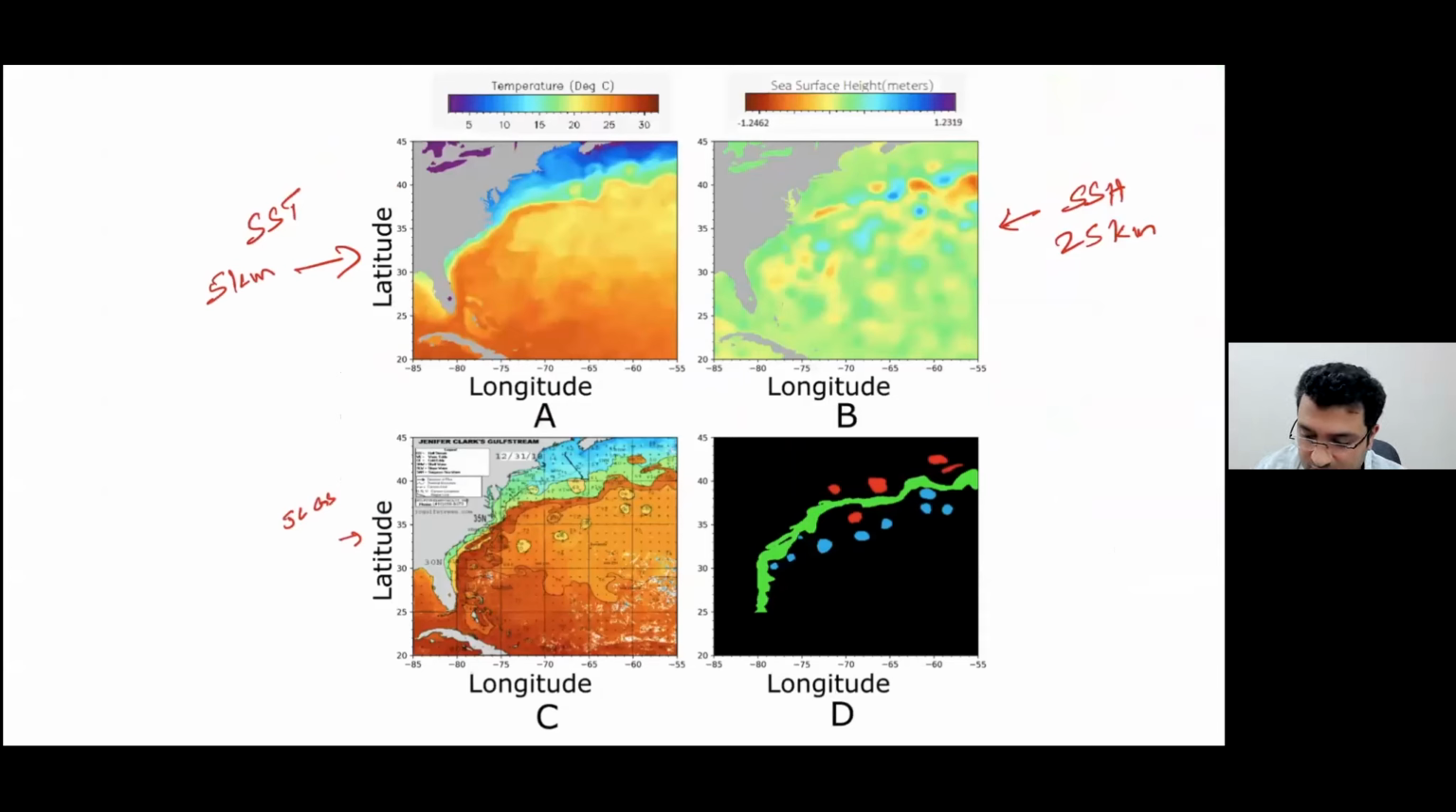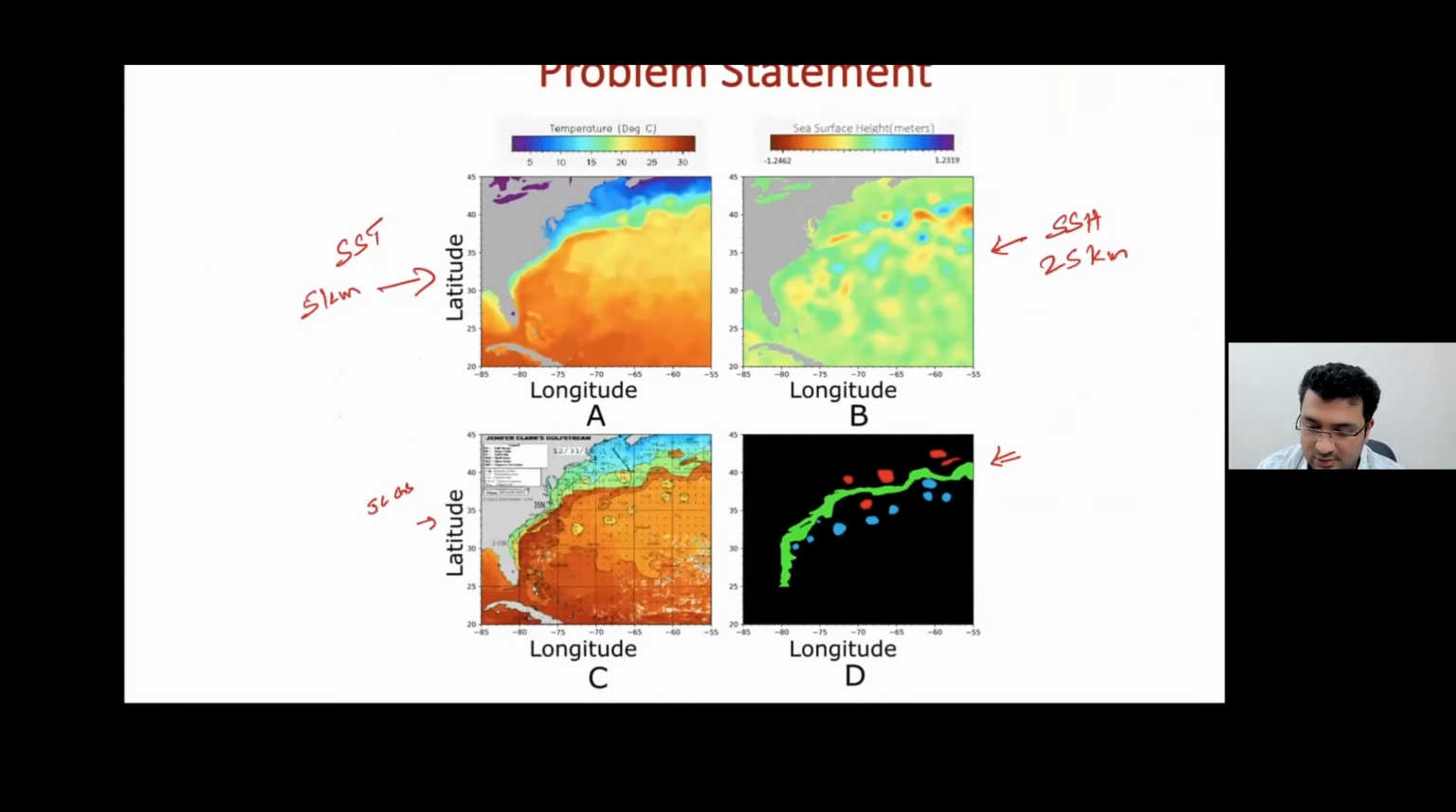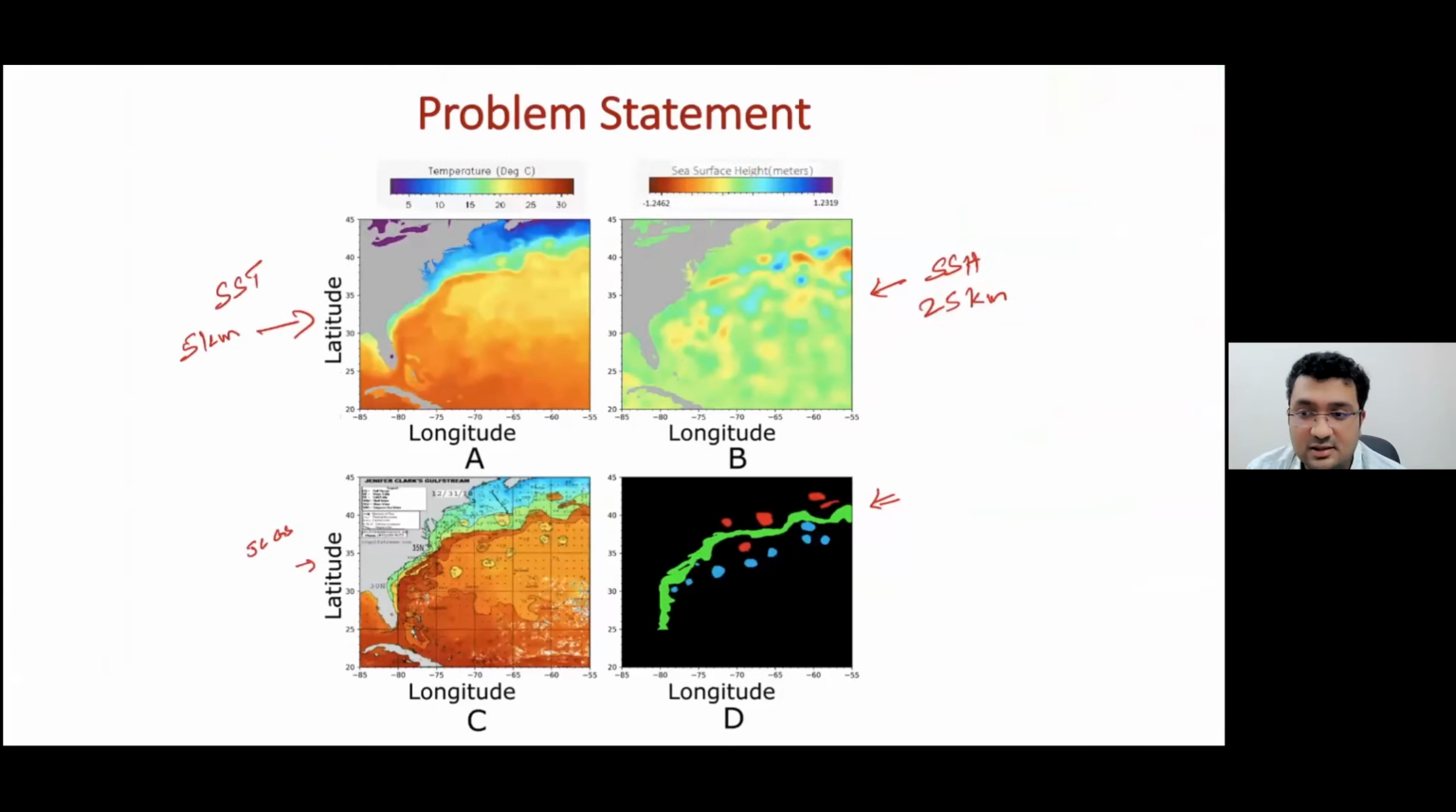So what we did was first create these maps of where the Gulf Stream and rings were identified by Jennifer Clark. These maps now give us annotations, and you can clearly see that if you're from the computer vision community, this is basically a semantic segmentation task. Given an input of SST and SSH, I must now get this output, so I must get the subfigure D out of A and B, and I need an algorithm to do that.